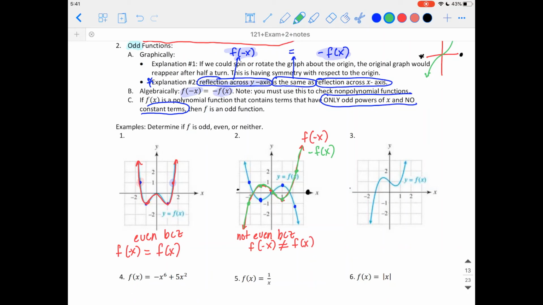So let me write down what I just put here. f of negative x is equal to negative f of x. Therefore, this is an odd function.